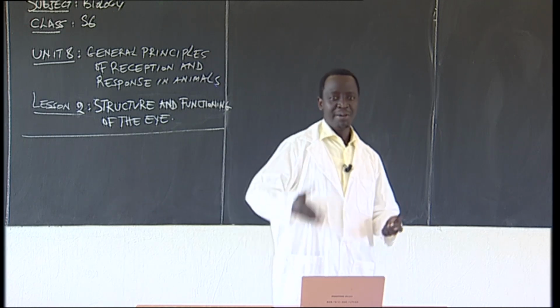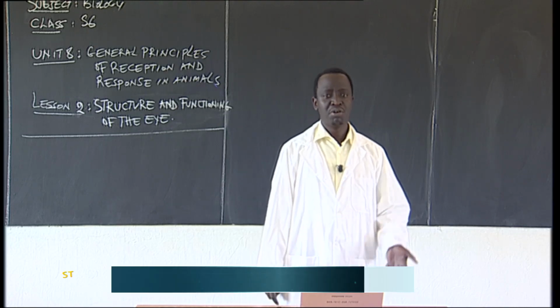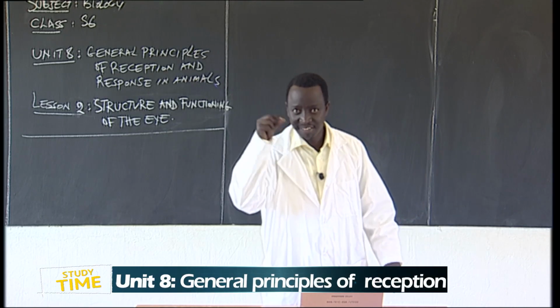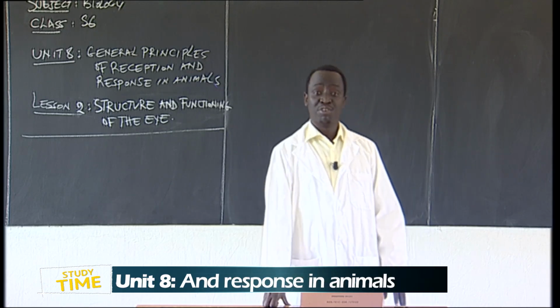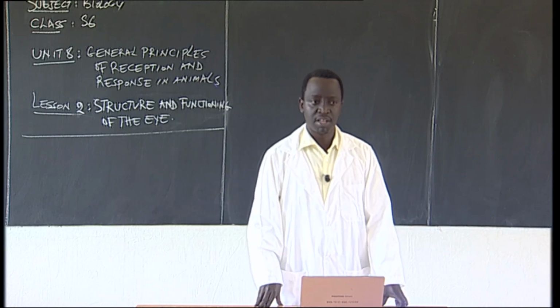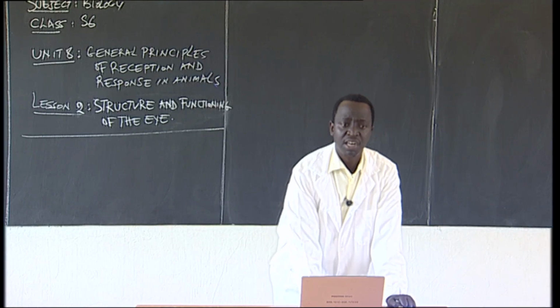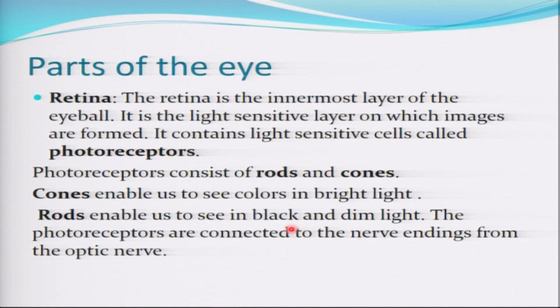We are able to differentiate different colors: red, yellow, green, all those colors. Our eyes have that capacity of differentiating them through what? Through those cones, photoreceptors. Then we also have rods. Rods are able to see in black and dim light, when there is low light intensity, when the light is not enough. The photoreceptors that can detect that and make us able to see are what we call rods.